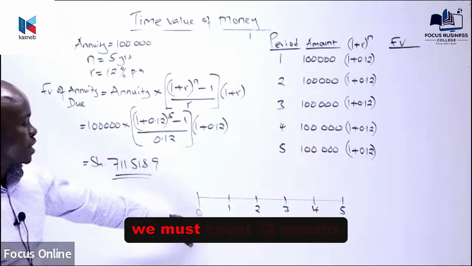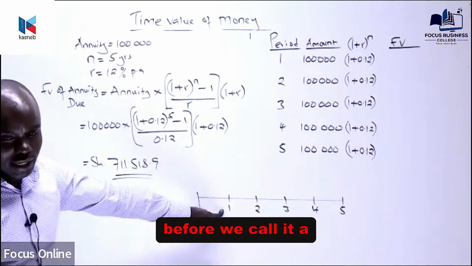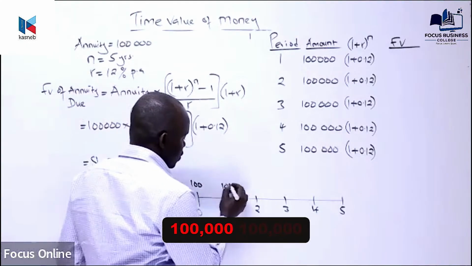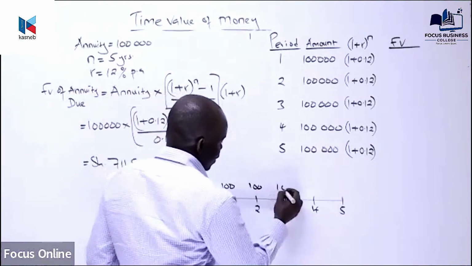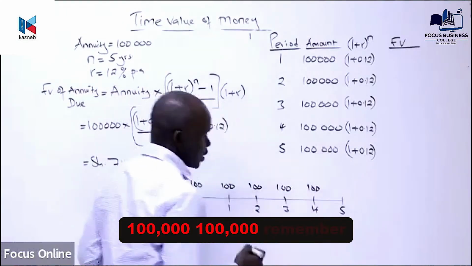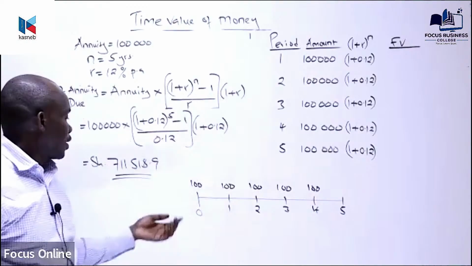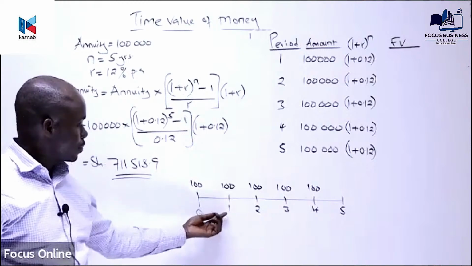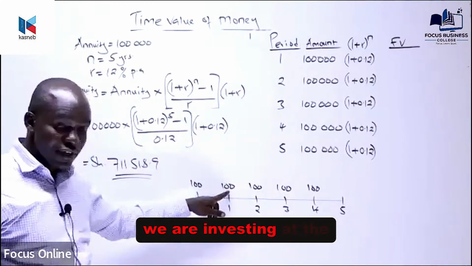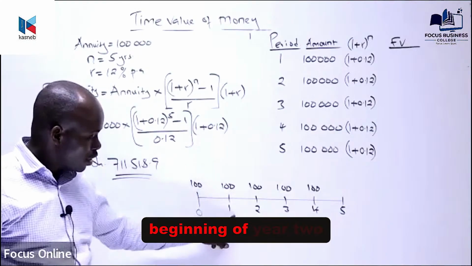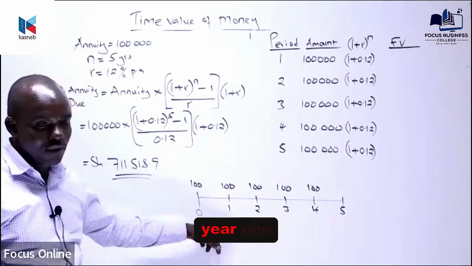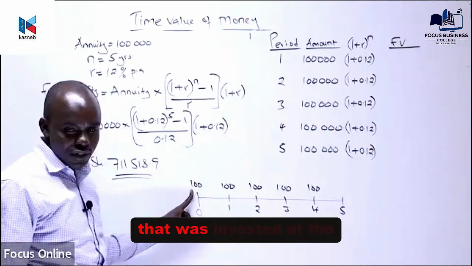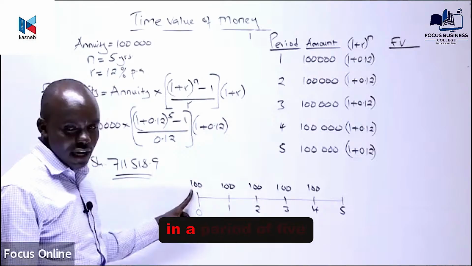We must count 12 months before we call it a year. So we are saying we are investing 100,000 at the beginning of each year. 100,000, 100,000, 100,000, 100,000. Remember, the end of year 1 is the beginning of year 2. So this 100,000 here we are investing at the beginning of year 2, which is the end of year 1. So this first 100,000 that was invested at the beginning of year 1, how many times will it earn interest in a period of 5 years?